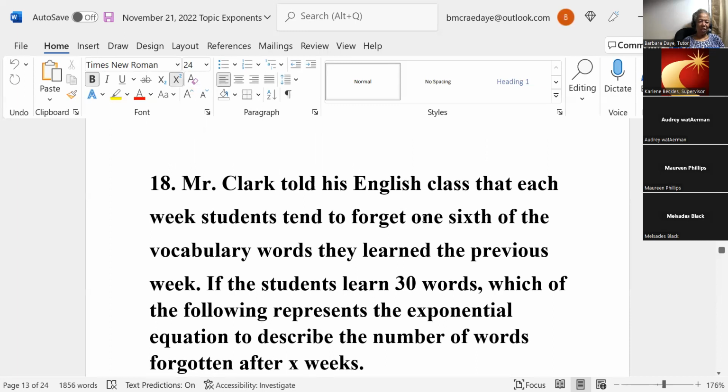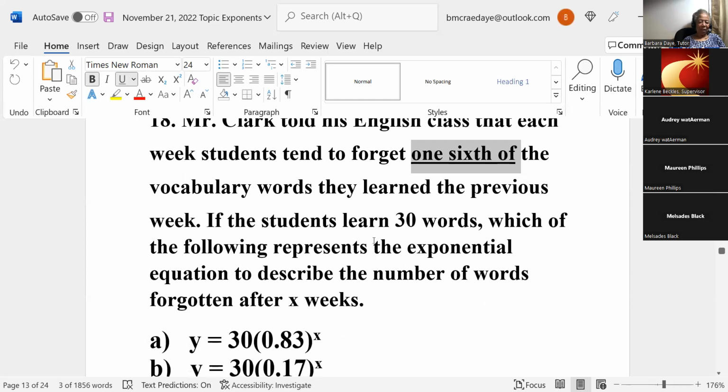Now, Mr. Clark told us in English class, each week students tend to forget 1/6 of the vocabulary words. So you know you need that 1/6, right? Okay, so if they learn 30 words, which of the following represents the equation describing the number of words forgotten after 3 weeks? So let's see.